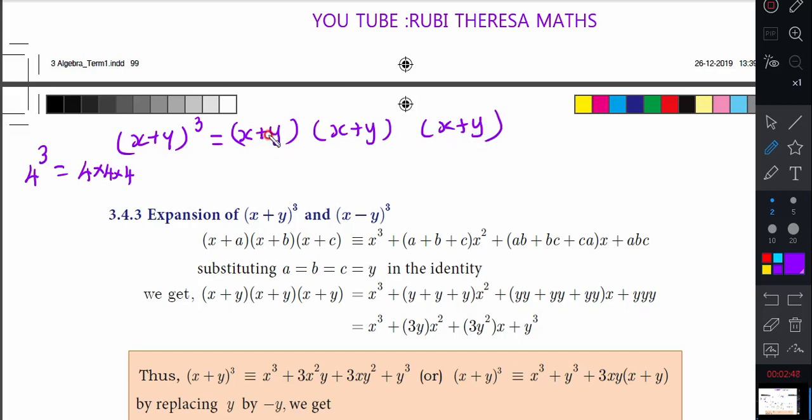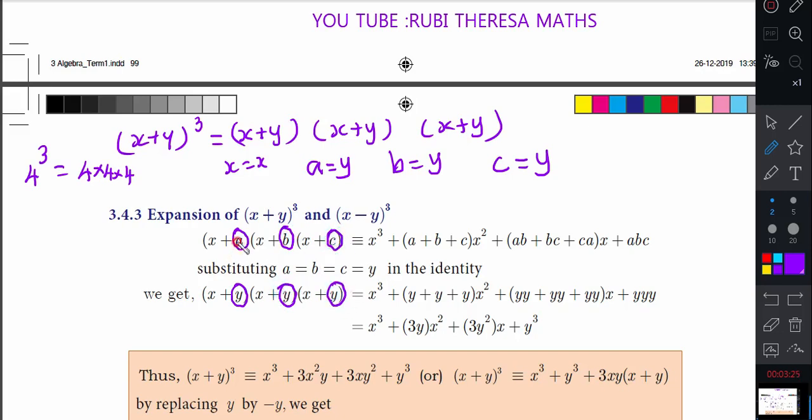You see? Product of 3 binomials: x plus a into x plus b into x plus c. So, in the place of x, you have x only. Understand? In the place of a, what do you have? y. In the place of b, what do you have? y. In the place of c, what do you have? y.